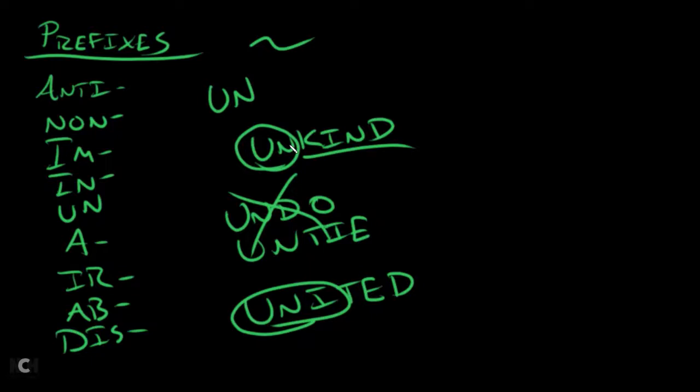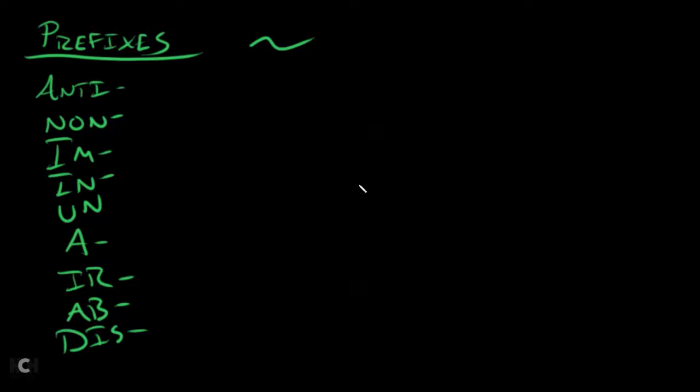Okay, and then let's take a look at a. Just the letter A on the front of a word can mean not. So, for example, if someone believes in the existence of a deity, that person is a theist. If someone does not believe in the existence of a deity, that person is an atheist. And this negation actually comes from Greek. So in Greek, if you want to say not something, then you put an alpha in front of it.